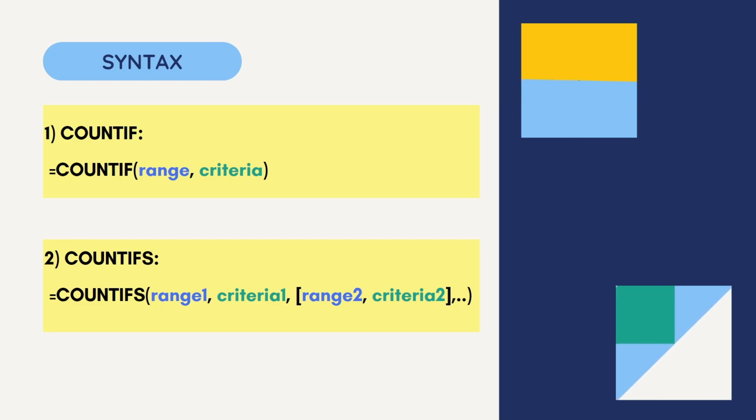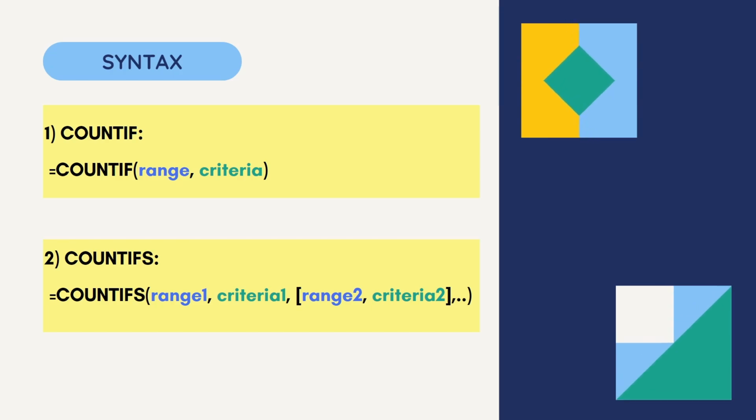The syntax for Countifs starts with equal to and then the term Countifs and then range 1, the first range of cells that you want to apply the first criteria to, and then criteria 1, the criteria to apply to range 1. You can include additional pairs of ranges and criteria by extending the pattern: range 2 and criteria 2, the second range of cells and its corresponding criteria. You can continue this pattern for as many ranges and criteria as needed.